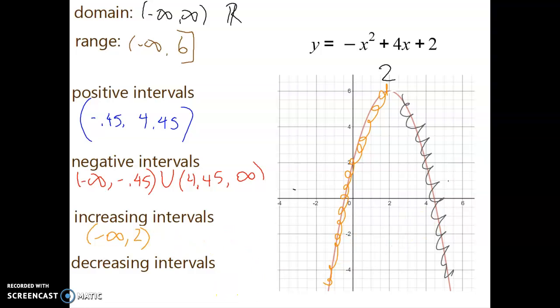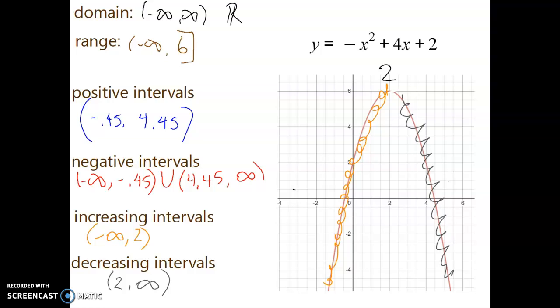And then we're going to go for the decreasing. It's going to start at 2, but not including 2, because at 2, it is neither increasing nor decreasing. And it's going to go up through positive infinity. And again, the positive infinity because it's going to the right, not because it's going down. We look at these x values, which go left to right, not the y values. Okay, so there are our special key features of this graph.